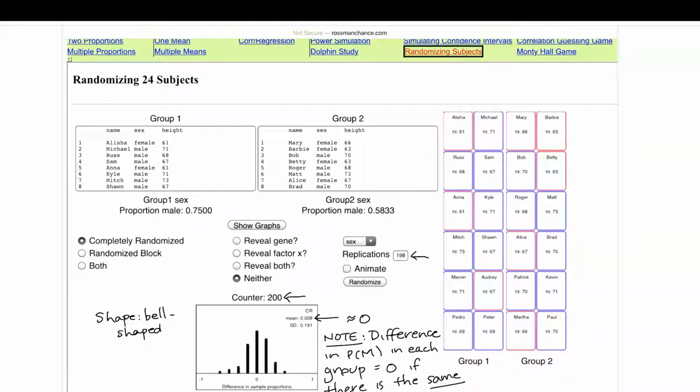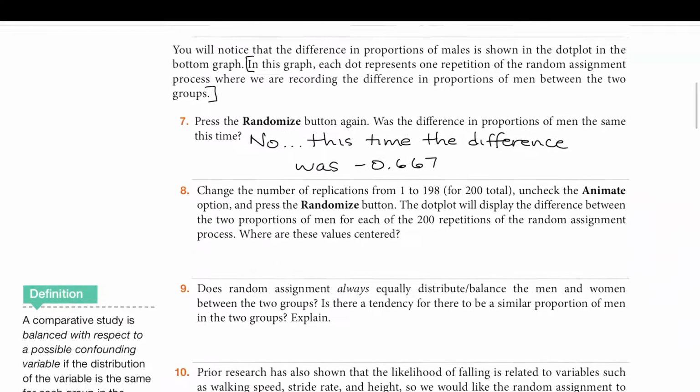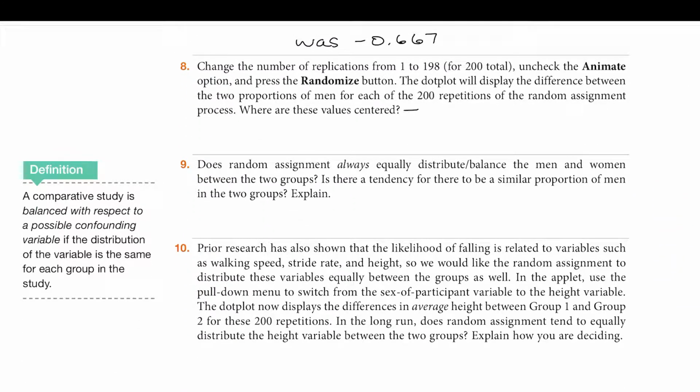So the fact that this distribution is centered at 0, and that is where the highest bar is, and the highest 3 bars are very close around 0, tells us that there tend to be an equal proportion of males in each group, or a slightly different proportion, but not a lot different. Okay, so back to question 8. The values are centered at 0. There tends to be an equal proportion of males in each group.